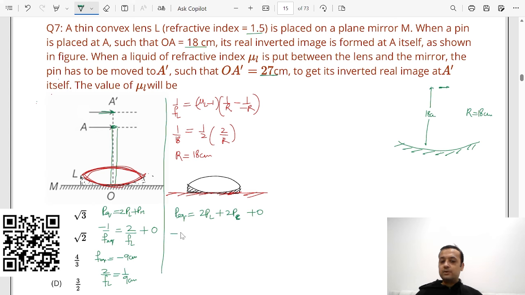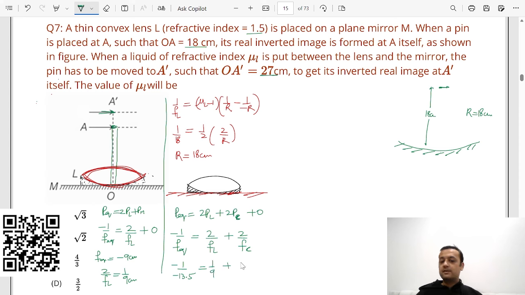Okay, P equivalent will be minus 1 upon F equivalent, and power of lens will be 2 by FL. This is the original lens, convex lens, plus the power of the plano concave lens, that will be 2 by focal length of the plano concave lens. Now remember, this overall combination is behaving like a concave mirror of focal length 13.5. So we will write minus 13.5 because it's a concave mirror, so it will be negative. 2 by FL is anyway 1 by 9, that we have already calculated.